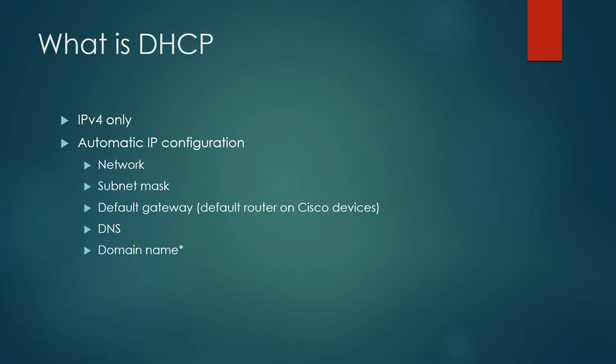There's different protocols that IPv6 uses, and I may be talking about those in a later video. DHCP automatically configures your IP address, a subnet mask, and a DNS, your domain name server, and optionally it configures a domain name for your workstation.